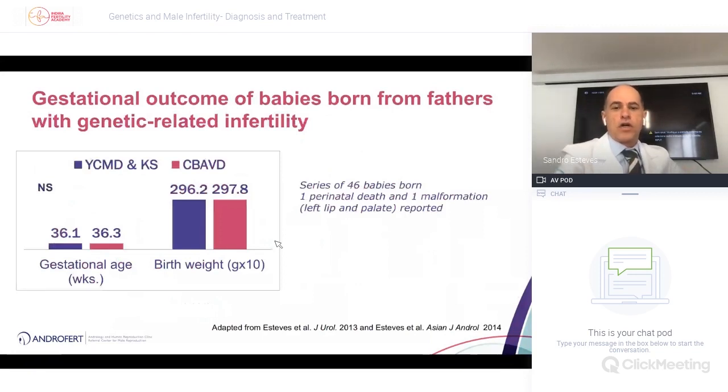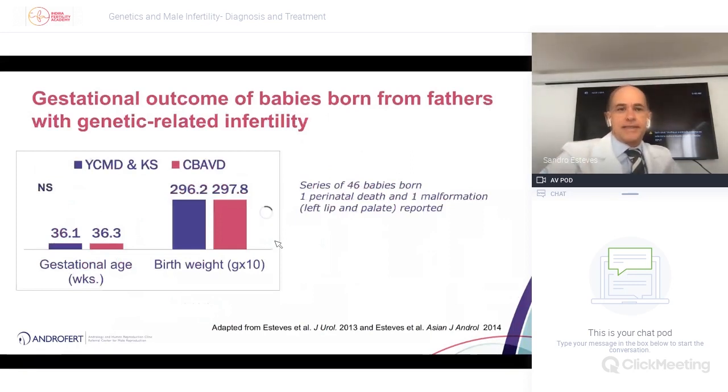We don't see, at least in this cohort of patients we published some years ago, any difference in terms of the offspring's birth weight, perinatal death, or malformation rate in this patient population.